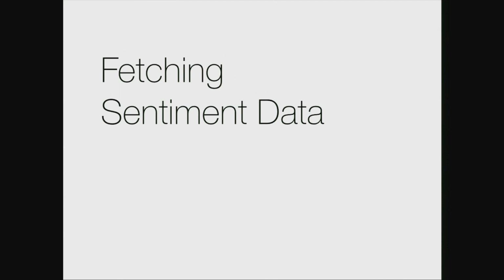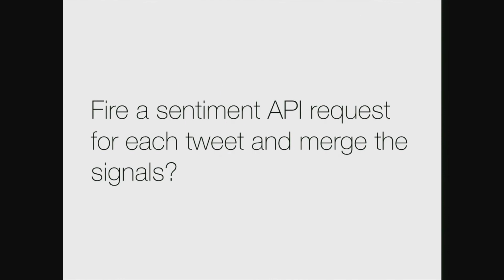So at the beginning, I showed you the application. It wasn't just a Twitter search application. That would be quite boring. What it does is it actually queries a sentiment API to determine the sentiment of these tweets. It's not a great API, to be honest, the one that I found, but hey, it was free. So how do you do this? Probably, your first guess might be that you fire a sentiment API request for every tweet and merge the 2 signals. You could do that, but that wouldn't be terribly good.